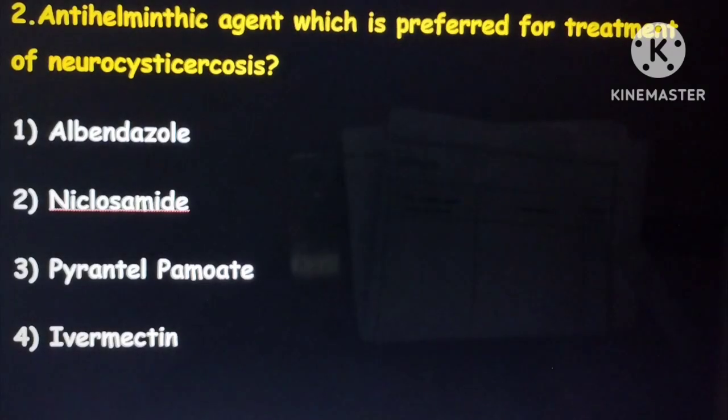This question has been repeated twice: what is the drug of choice for neurocysticercosis? The way they have asked is different, but the answer remains the same.